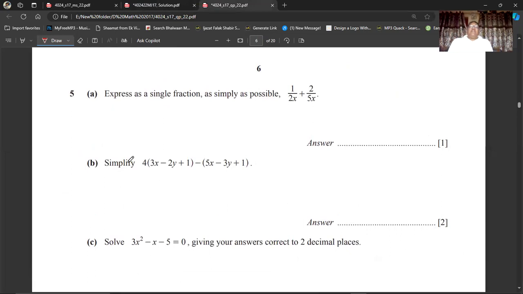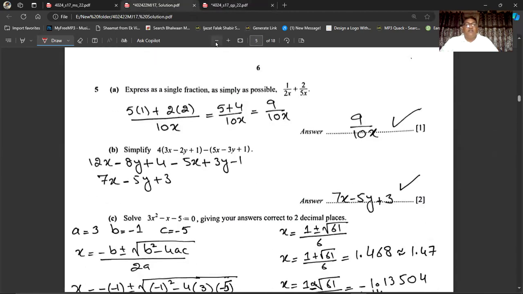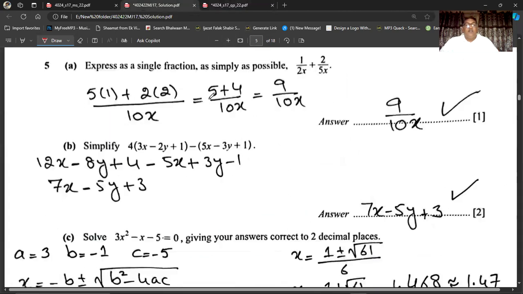Question number 5, it's A part, express as a single fraction as simply as possible. So you have 1 by 2x plus 1 by 5x. These are two algebraic fractions, and we want to convert them into a single fraction. So I will take the LCM of the denominators. The LCM of the denominators will be 10x. So when you divide the LCM with this denominator, you will get 5.